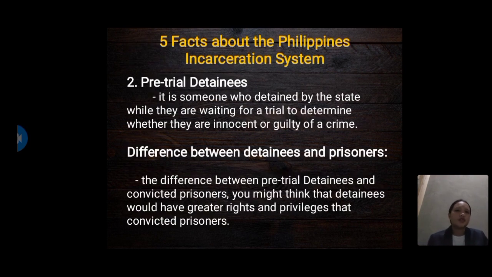Second is pre-trial detainees. A pre-trial detainee is someone detained by the state while waiting for a trial to determine whether they are innocent or guilty of a crime. The difference is between pre-trial detainees and convicted prisoners. You might think that detainees would have greater rights and privileges than convicted prisoners.